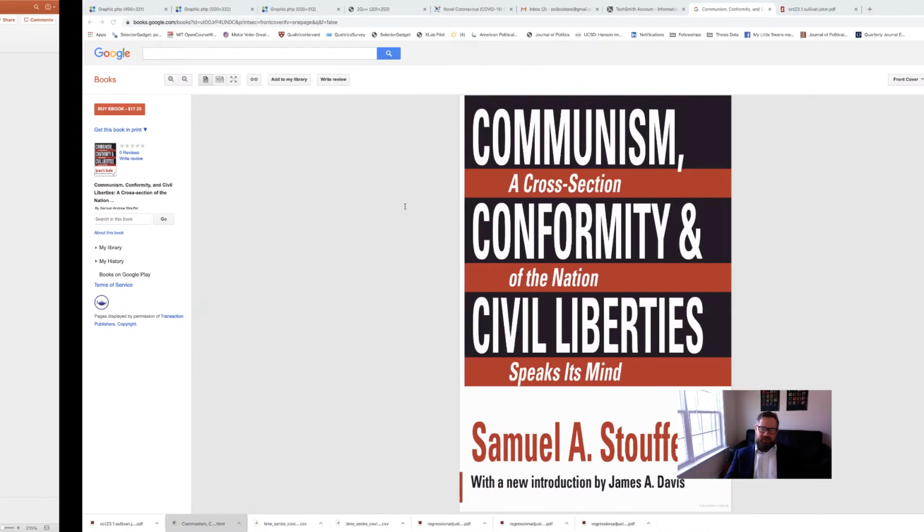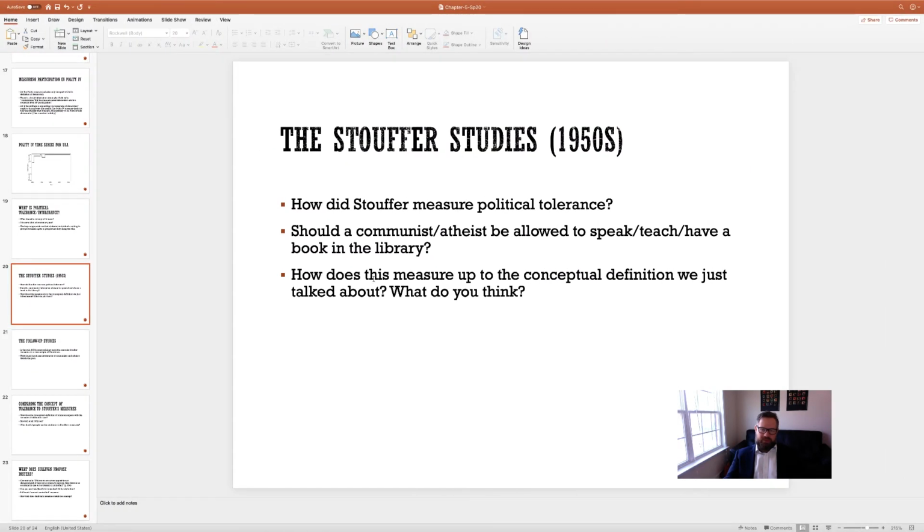So Stouffer, in his book Communism, Conformity, and Civil Liberties, published in 1955, measured political tolerance in the following way. Because remember, this is the height of the Cold War. Communism and atheism were obviously very taboo kinds of subjects, and being labeled as a communist was one of the worst things you could be at this time, right? And so Stouffer set out to understand how tolerant people were in the society he was studying by asking questions such as, should a communist or atheist be allowed to speak, teach, or have a book in the library?